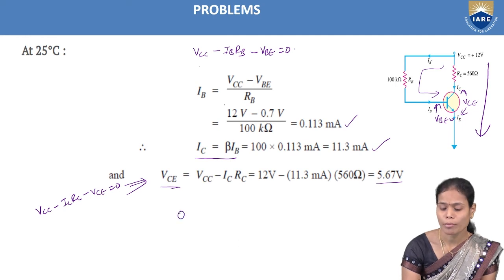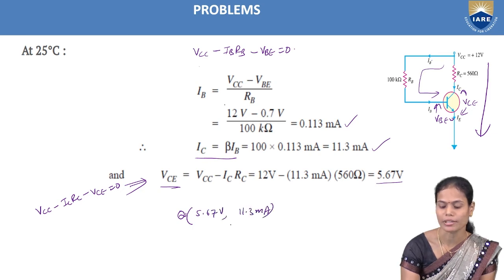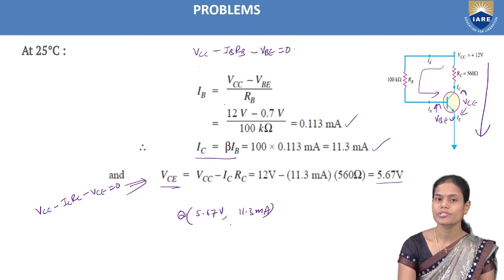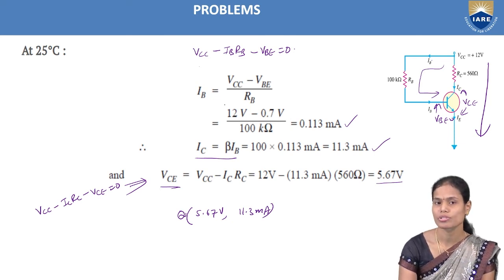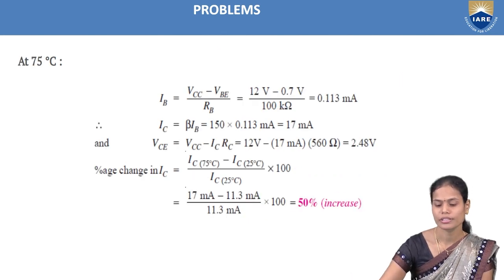So the operating point at 25 degrees Celsius is 5.67 volts, 11.3 milliamperes. Once the temperature is changing from 25 degrees to 75 degrees, how much variation is there in the operating point? We will see now. For that, again the same procedure we need to repeat at 75 degrees Celsius.